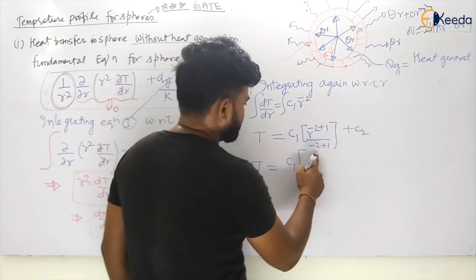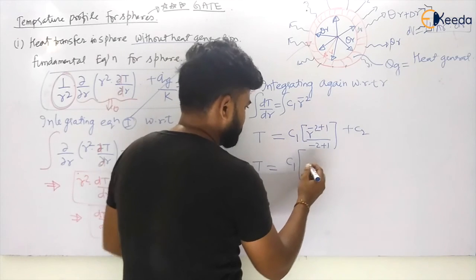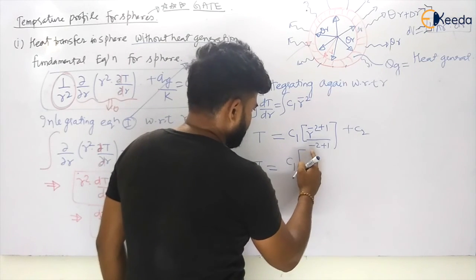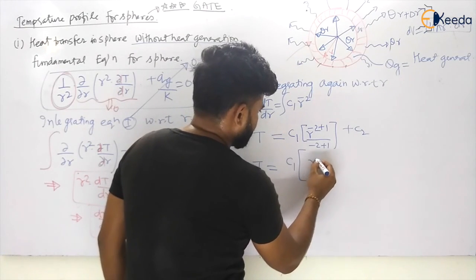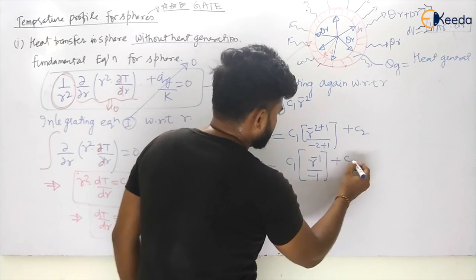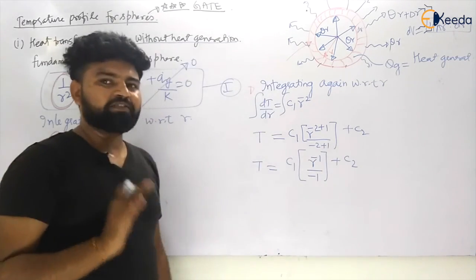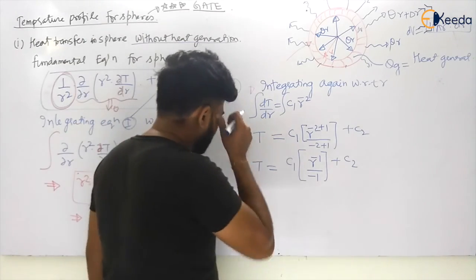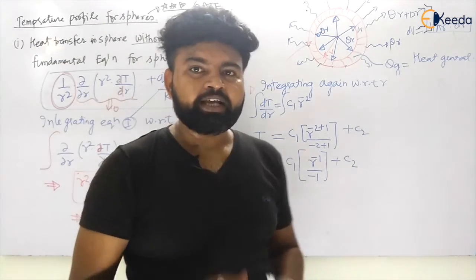So T is equal to C1. So minus is already there. Let us take it inside only. So this will become what? R to the power minus 1 divided by minus 1, my dear students, plus C2. So one thing I have not taken. I have not taken the boundary conditions.